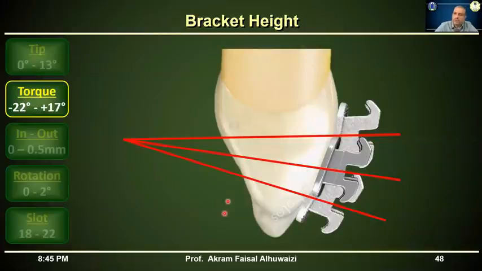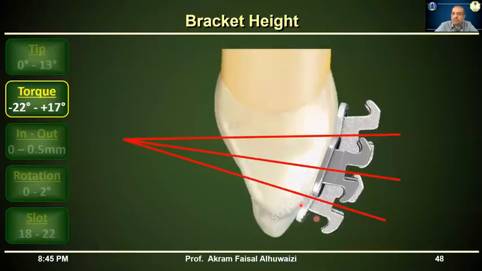Another important factor is the height of the bracket. Where you place it changes the amount of torque expression very considerably. So you can notice that on just one tooth, if you place the bracket very low here, it's a high torque bracket. Here, it's a normal torque bracket. And very high, it's going to be a zero torque bracket. So to make them work the same, you'll need more torque if you place it high and less torque if you place it low. Why is this so important?